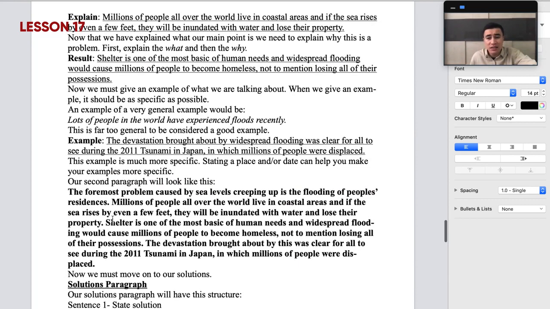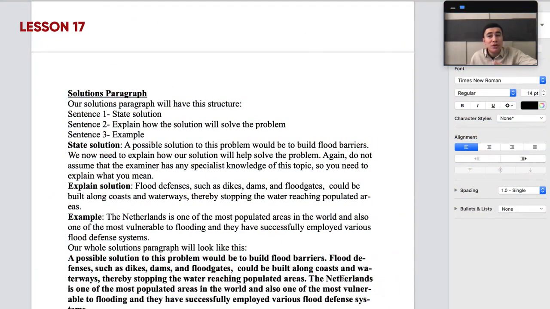This is our second paragraph, guys, dedicated to problems. Now we will focus on the solutions paragraph. So you probably remember the general structure: sentence 1 stating the solution, then explain how this solution will solve the problem, and then exemplify. So, stating the solution. A possible solution to this problem would be to build flood barriers.